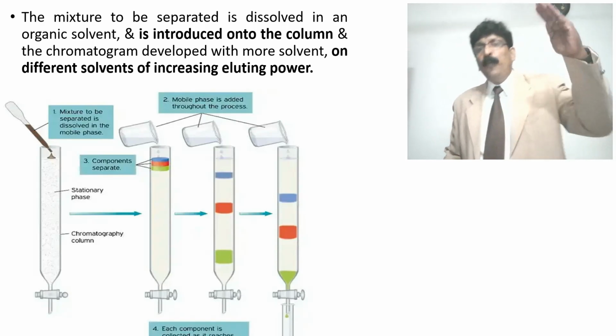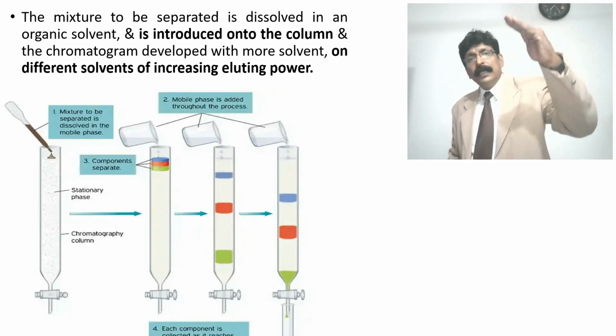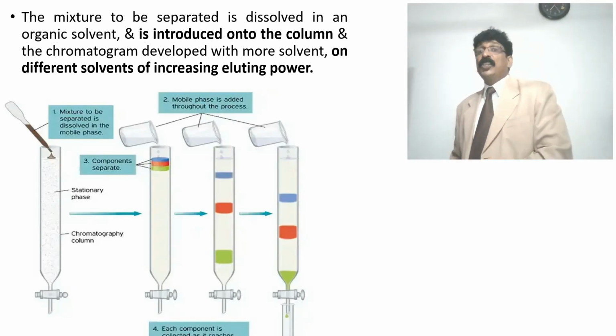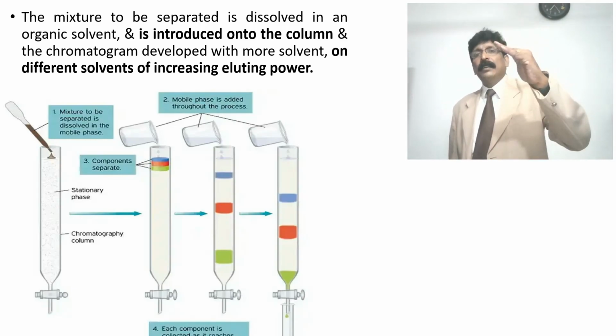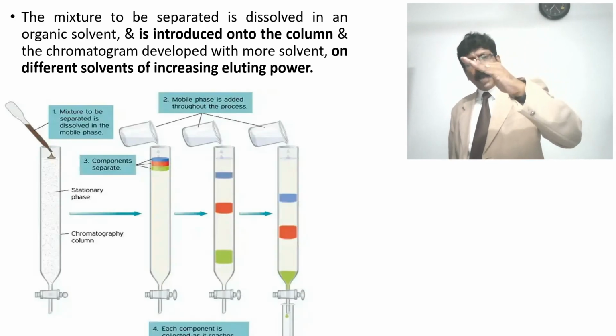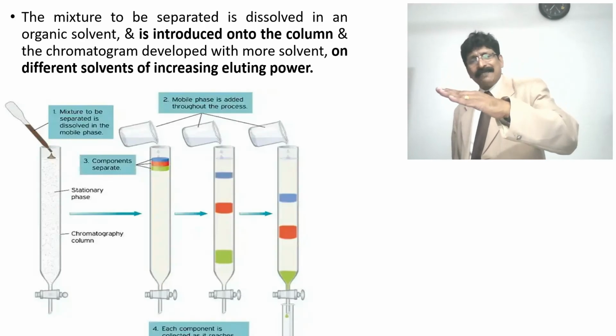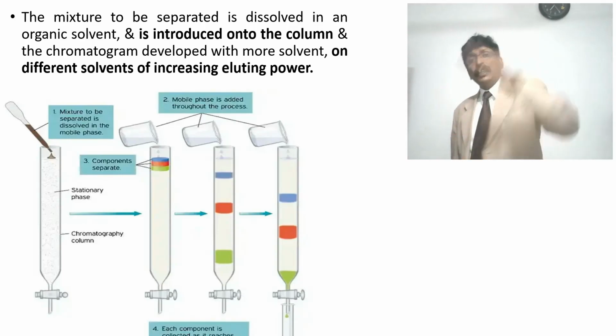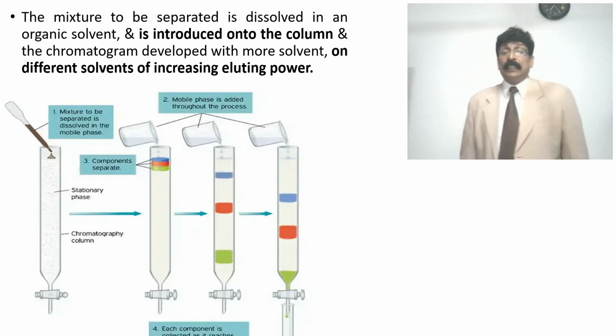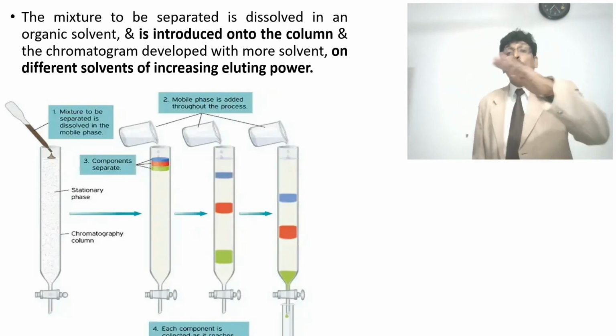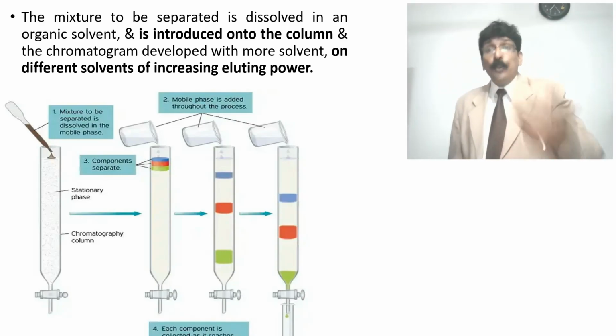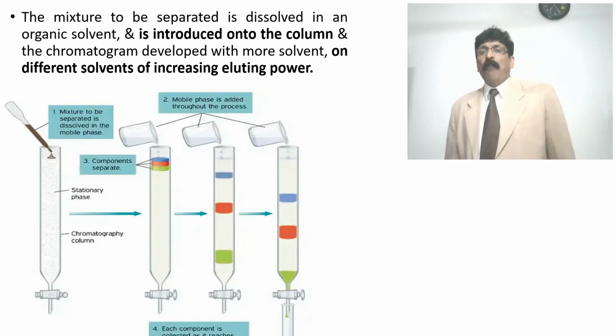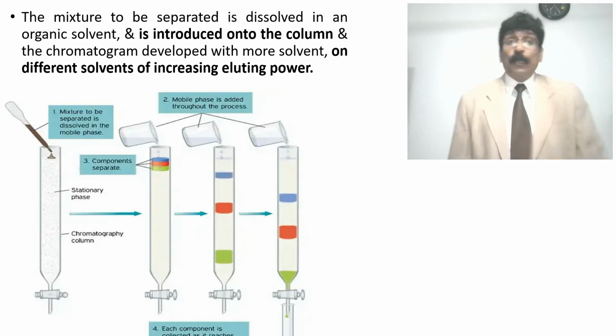How do we know about the increasing polarity of solvent systems? Like hexane, petroleum ether, carbon tetrachloride, chloroform, acetone, ethyl acetate, ethanol, methanol, water, like that. You should know the increasing polarity solvent system which can be used for eluting; by increasing the eluting power, the mixture of compounds can be separated.